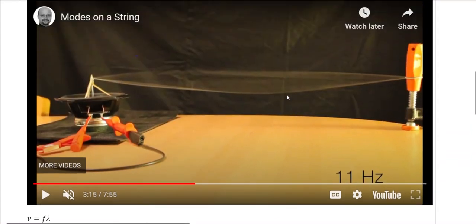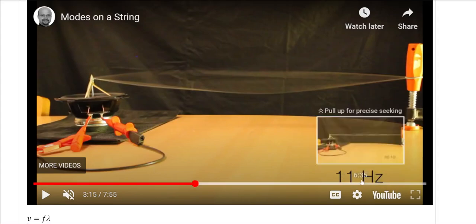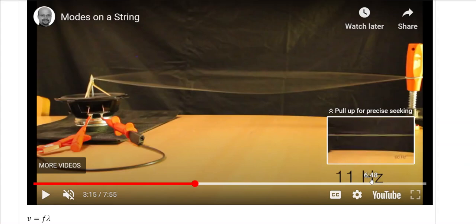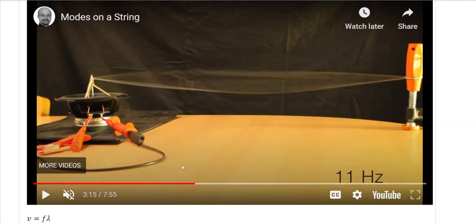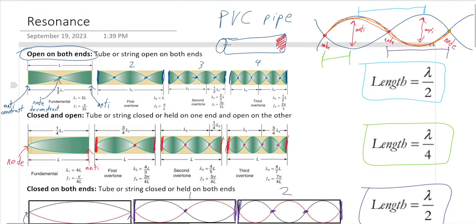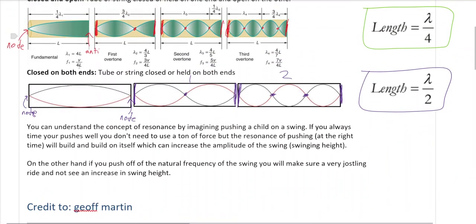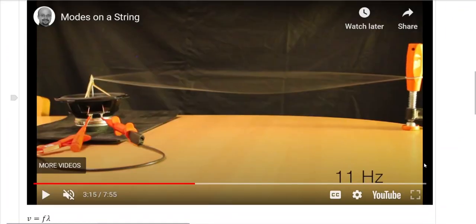Now you could have used any one of these different frequencies that we saw: 11, 22, 33, 44, 55, 66, right? But if you use the 11 one, it's the easiest because you can go straight to this situation. We can go to the situation where we have a node on both sides, so length equals lambda over 2.